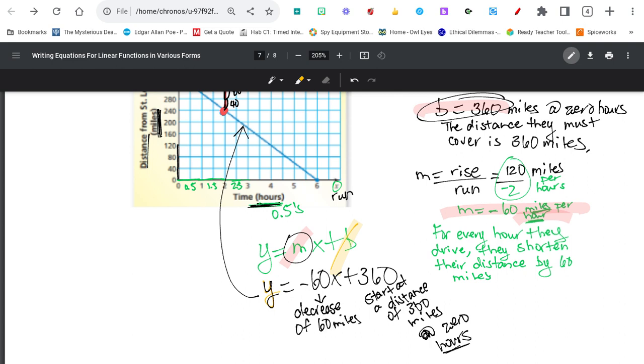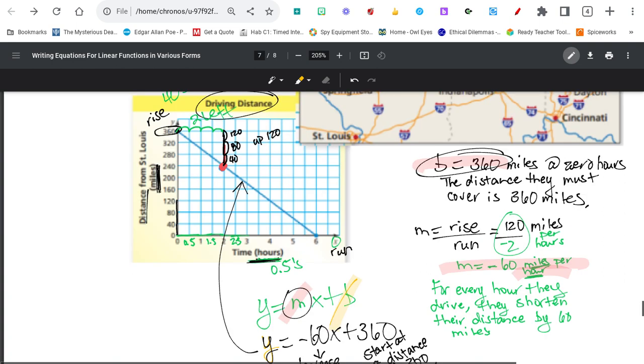Hope this makes sense, guys. Just trying to teach you how to read these charts, these graphs, okay? All right, thank you. That's it.